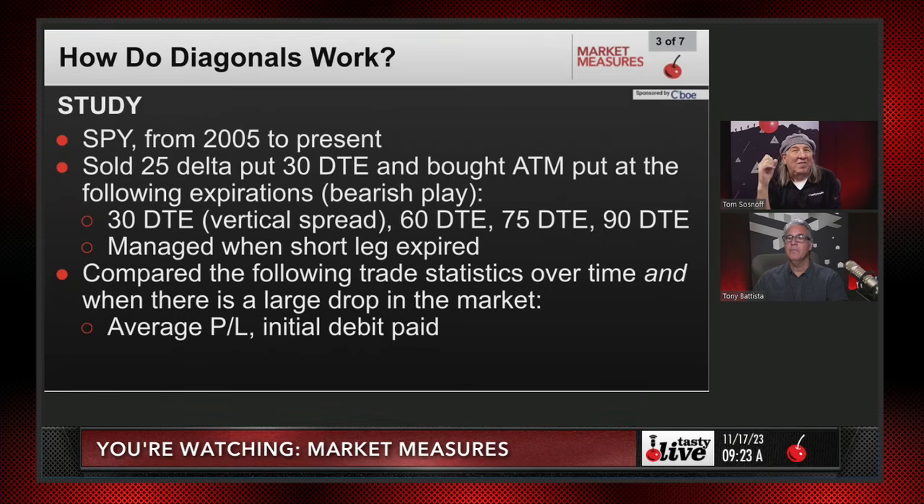We compared the following trade statistics over time, and when there was a large drop in the market, we looked at the average P&L and the initial debit paid, just to show you some of the statistics around diagonals, because our argument with diagonals is they are low risk, low reward. Let's go to the next slide.